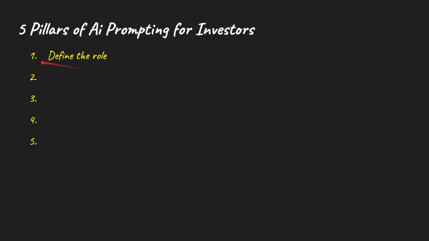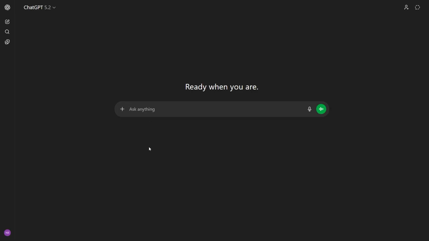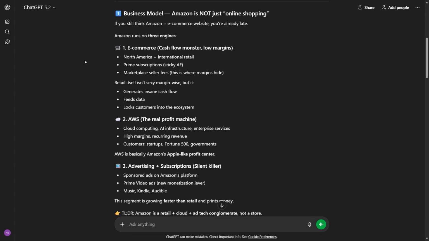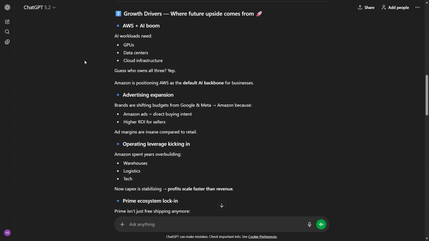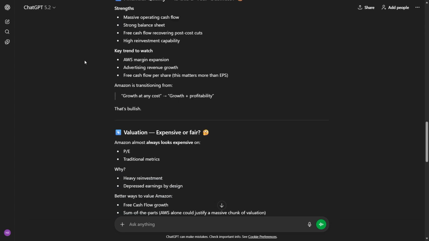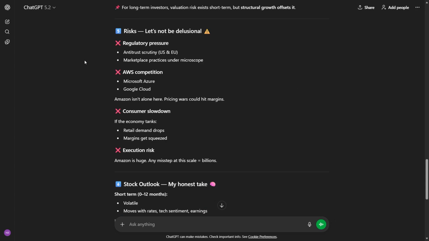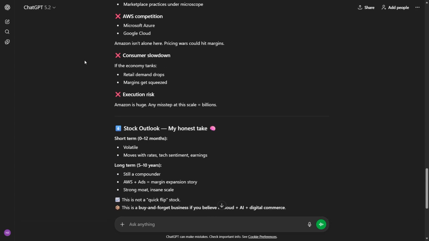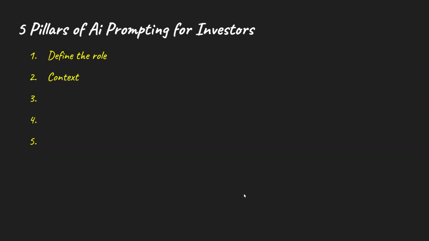The first rule is defining the role. Whenever you use AI for investing, you should always tell it who it is supposed to act as. If you don't, AI defaults to generic explainer mode. There is a massive difference between asking, "Analyze Microsoft stock," and saying, "Act as a long-term equity analyst." That one sentence changes the depth of reasoning, the tone, and the assumptions AI makes. As a long-term investor, you want AI to think like a fundamental analyst, someone who cares about business quality, durability, and long-term economics, not hype or short-term price movements. The role sets the mindset. Without it, everything else is weak.